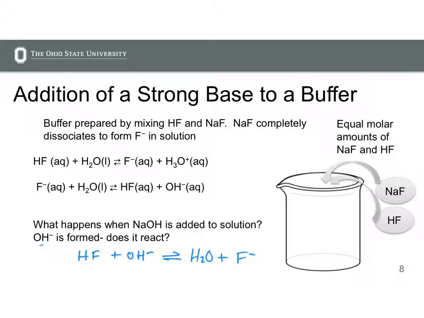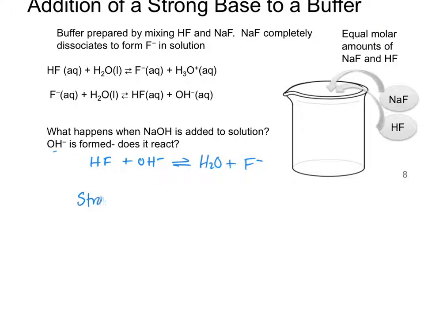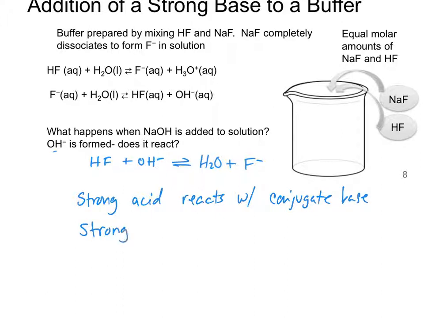All right, so let's go back here. So when we add a strong acid, it's going to react with the conjugate base, or the weak base in this case, and the strong base is going to react with the weak acid. Okay, so that sort of hopefully will help you simplify what's happening.